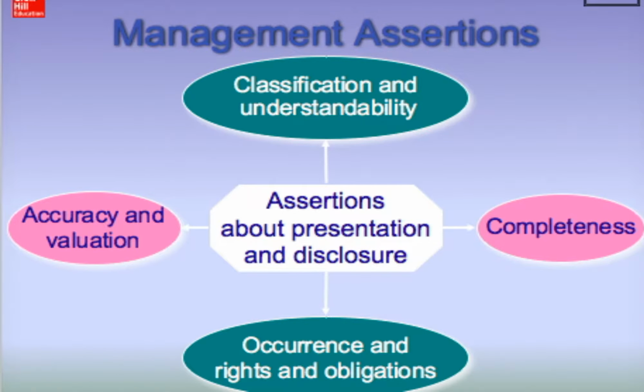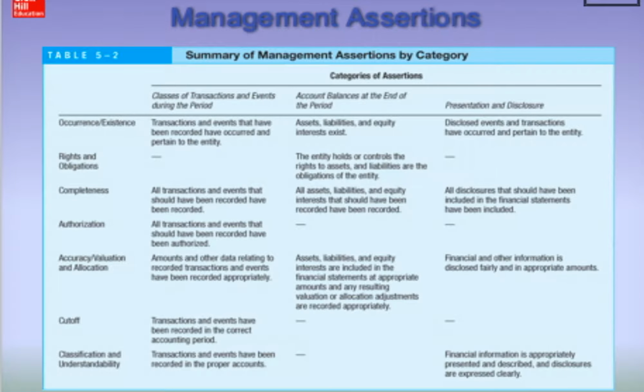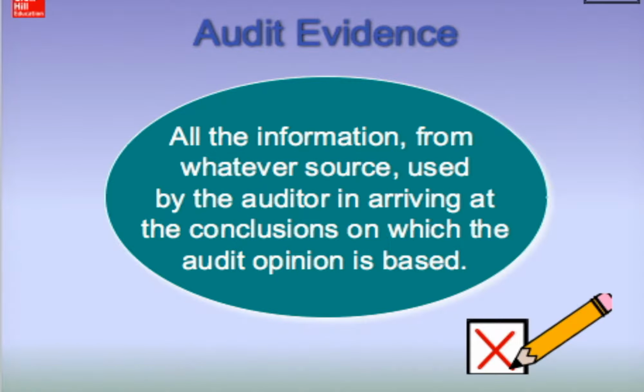Okay, similar to the last slide, but now we're talking about assertions having to do with presentation and disclosure. There are accuracy and valuation, classification, understandability, occurrence, and rights and obligations, and completeness. It's just a copy of Table 5.2 from the textbook, more just included for reference purposes. But it provides a summary of the potential categories of management assertions. This is just the textbook definition of audit evidence. Take it for what it is.